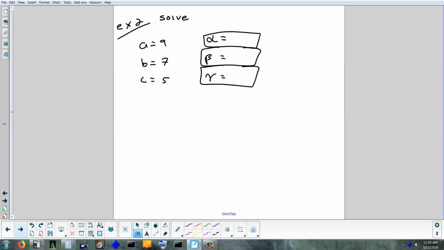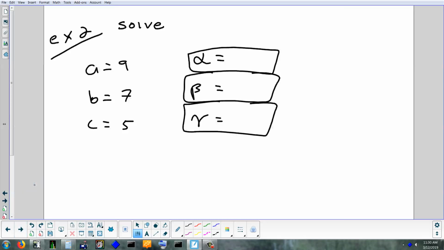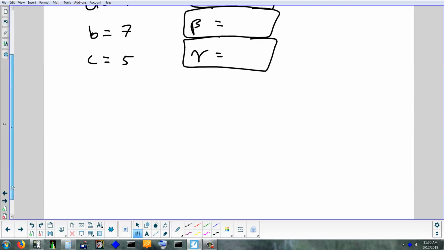So if it's isosceles, that would speed things up. This is scalene, so we got to do it twice. All right, let's pick an angle. Which one do we want to find first? Alpha, beta, or gamma? Alpha. Okay, so let's find alpha.